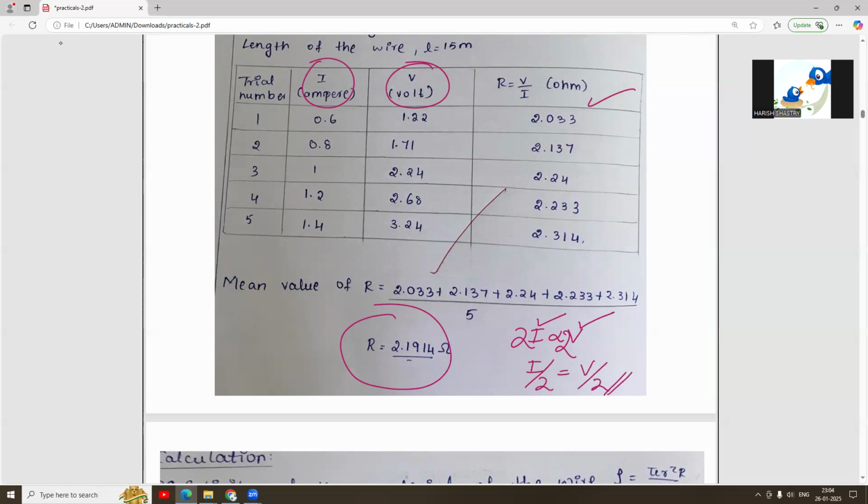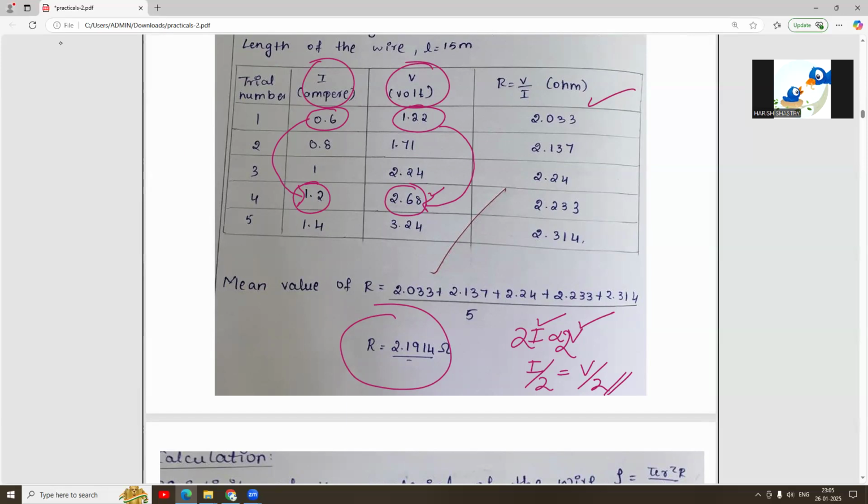Now you can see here, for 0.6 ampere of current, you have applied 1.22 volt. Now, suppose you double this, say 1.2. You will find that this voltage is also doubled almost. The double of 1.22 is 2.44. But there are some practical problems. Whatever instrument you use may not be exactly calibrated. There may be some heating effect also. So by considering all such things, it is almost double. 2.44, 2.68 you have got. So you can check whether your practical is correct or wrong.